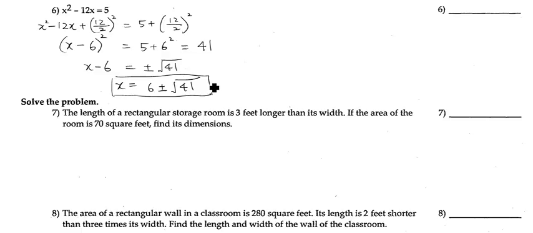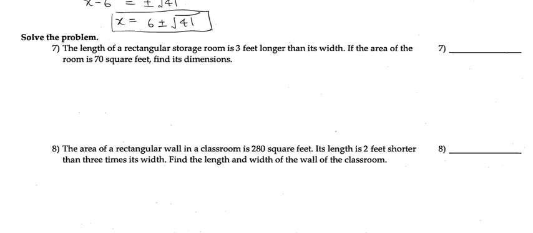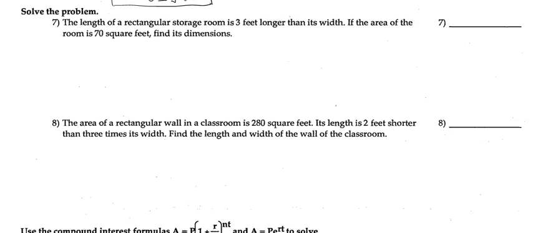Now let's take a look at number 7. Work problem. Many of us don't like to deal with work problems. But if you look at them a little bit more often, it's really not that bad. What we need to do is convert all the information into a math equation. We have the length of a rectangular storage room. So something like a rectangle. We have a rectangle here.